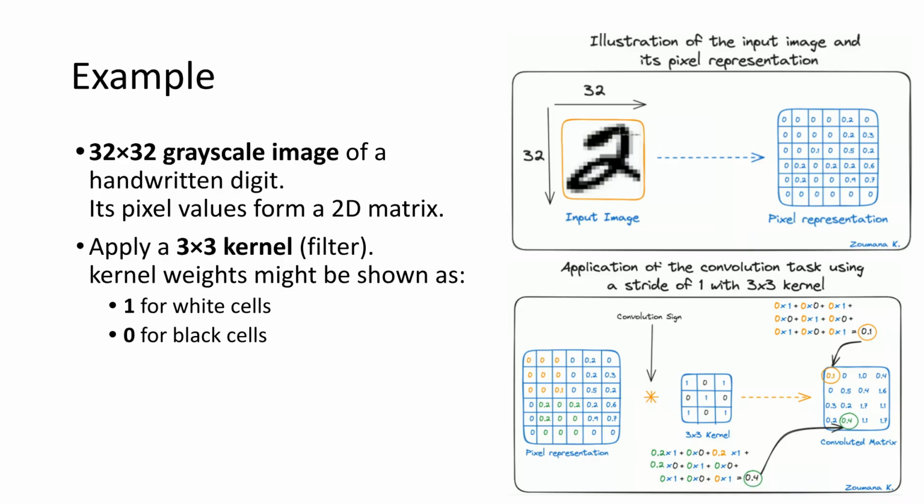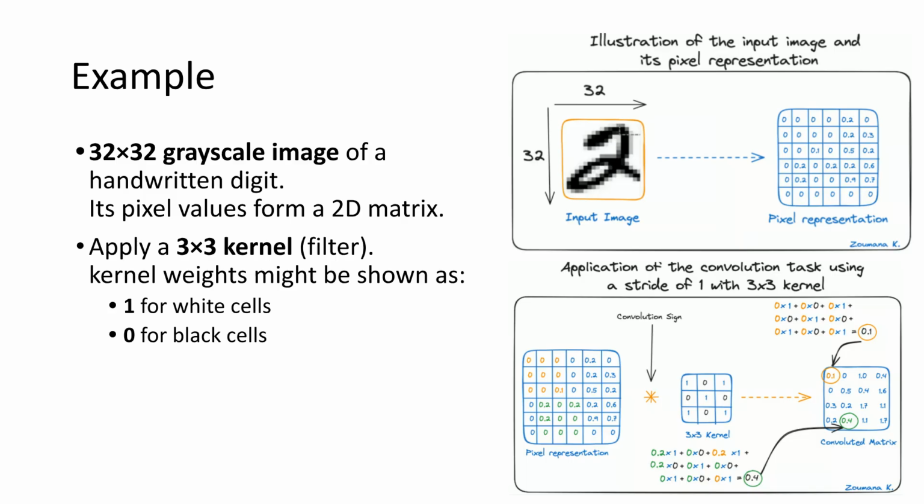Let's look at a concrete example to better understand. Imagine a 32 by 32 grayscale image representing a handwritten digit. Its pixel values form a 2D matrix. We apply a 3 by 3 filter to this image. In diagrams, the kernel weights might be represented by 1 for white cells and 0 for black cells.